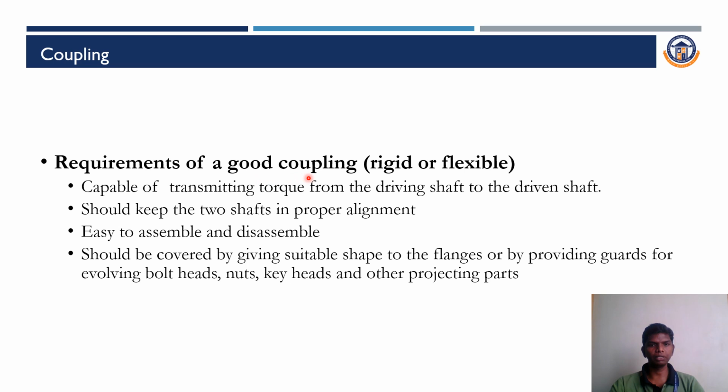Requirements of good couplings: there are four requirements for good coupling action. It should be capable of transmitting torque and should keep the two shafts in proper alignment. It should be easy to assemble and disassemble, and it should be covered by giving a suitable shape to the flange.